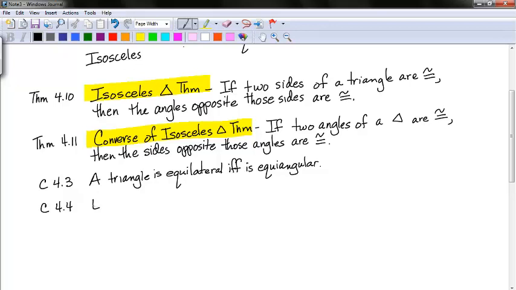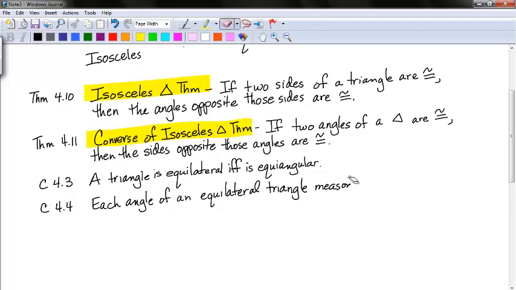each angle, and we basically already said this in the picture up above, each angle of an equilateral triangle measures 60 degrees. Okay, measures 60 degrees. Okay.